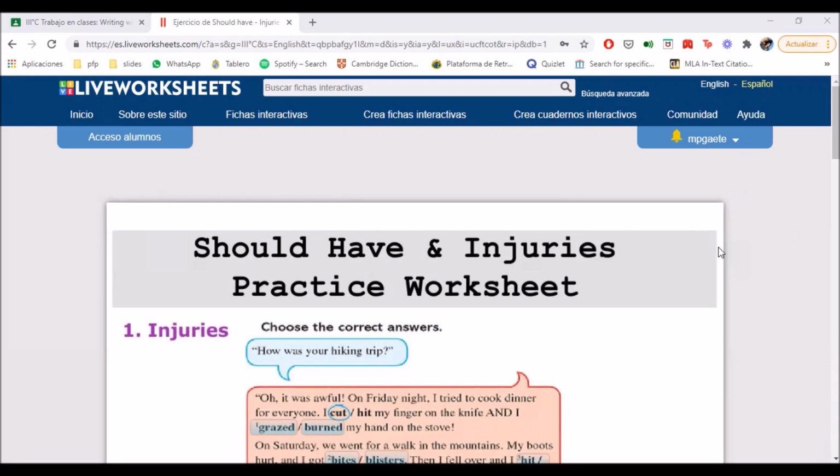So we have two activities. Remember that the test is about should have, injuries, and also it has reading comprehension, okay? So the activities that we are going to do today are to practice. So we have this worksheet, okay? Should have and injuries practice worksheet in live worksheets. Okay, the link to this worksheet is going to be in Classroom.